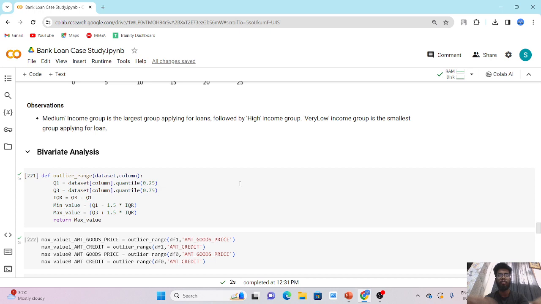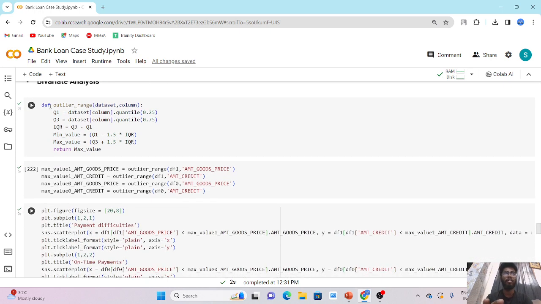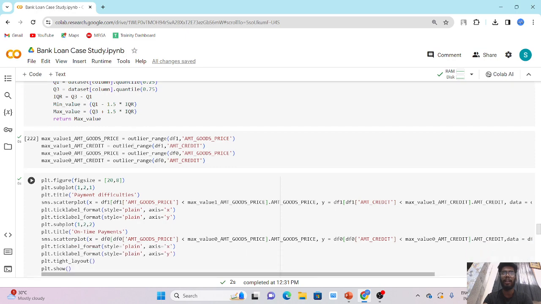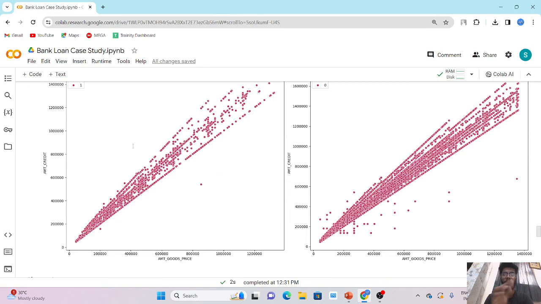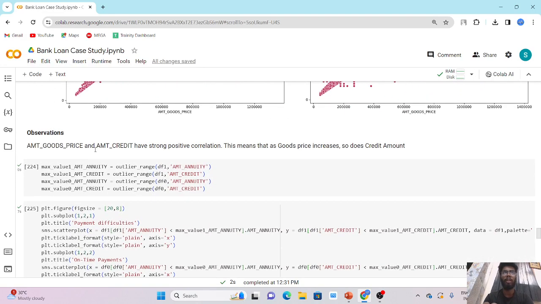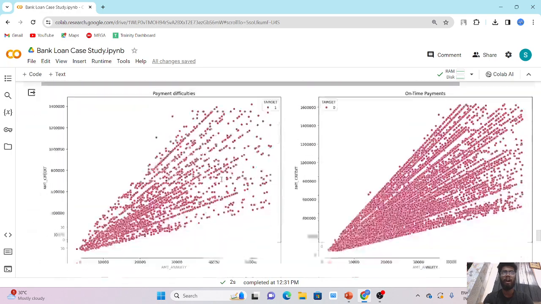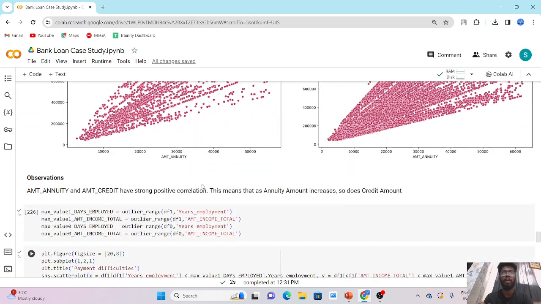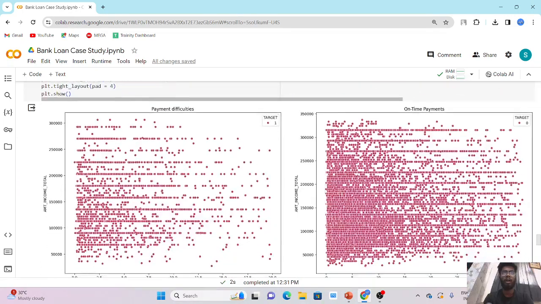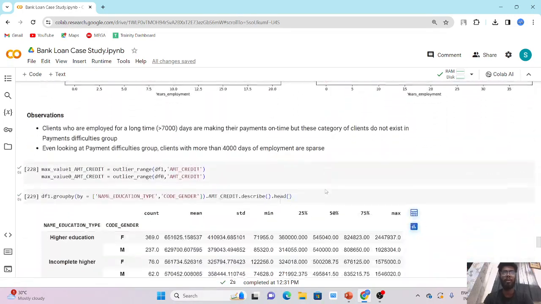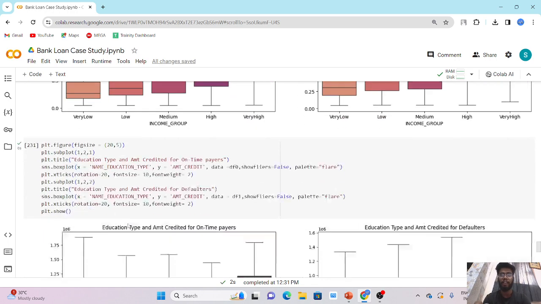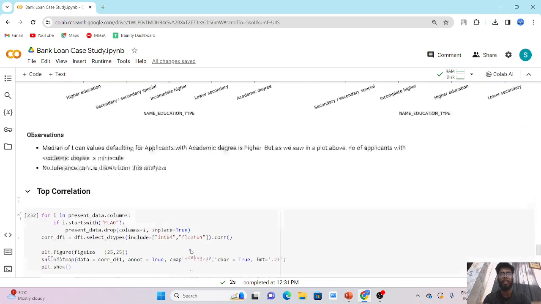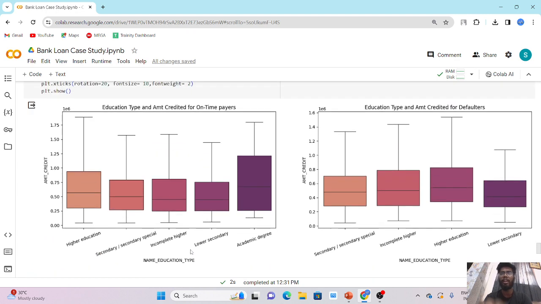Then we can see the code. We have used the user defined function called the outlier range. So we have removed all the outliers. And we have done the scatter plot for amount goods and amount credit, which have strong correlation. Then we found it for amount annuity and amount credit. Then we have used it for employment years. Also we have done analysis box plot for amount credit and income group, for amount credit and name education type. So these all are bivariate analysis we have done.